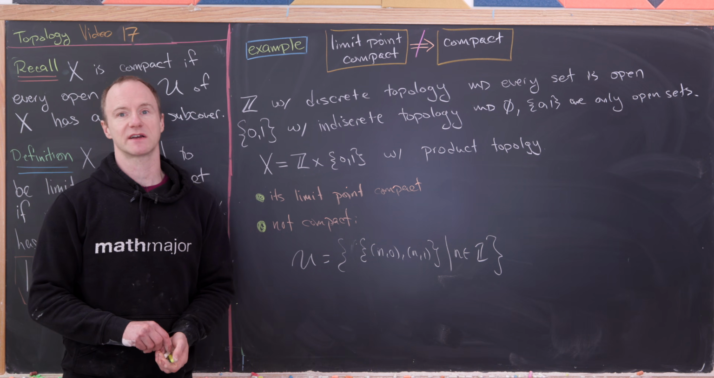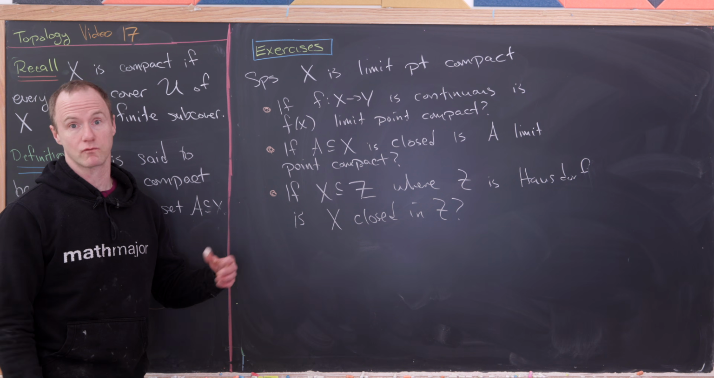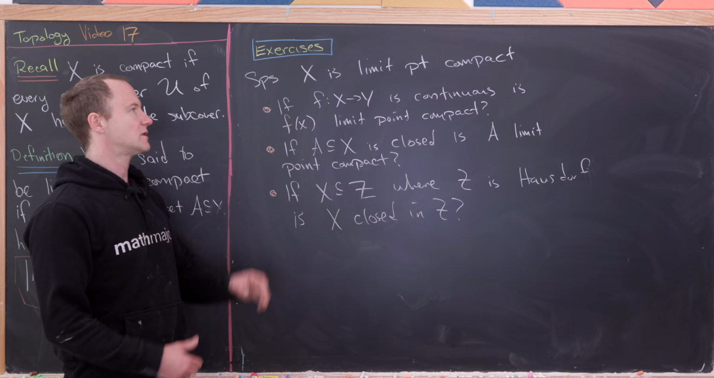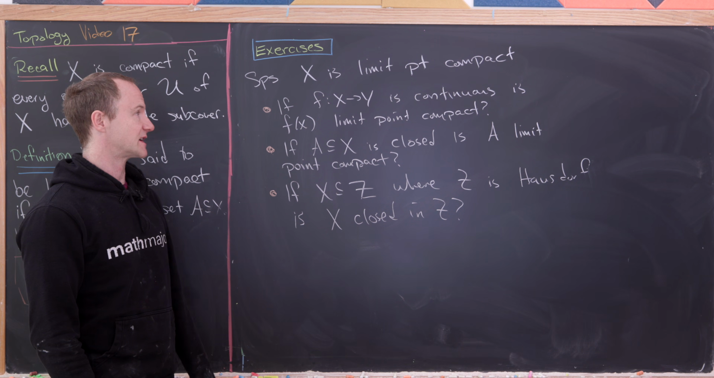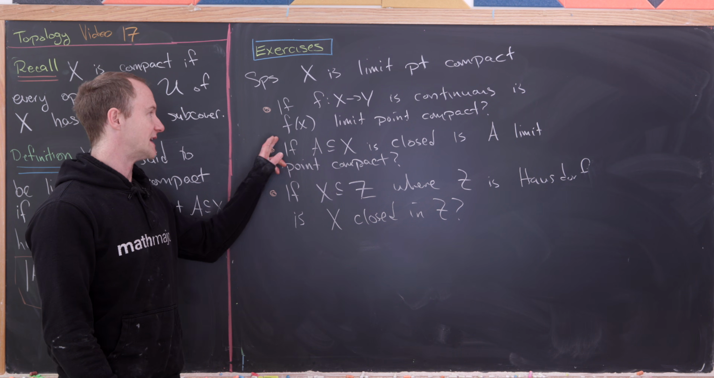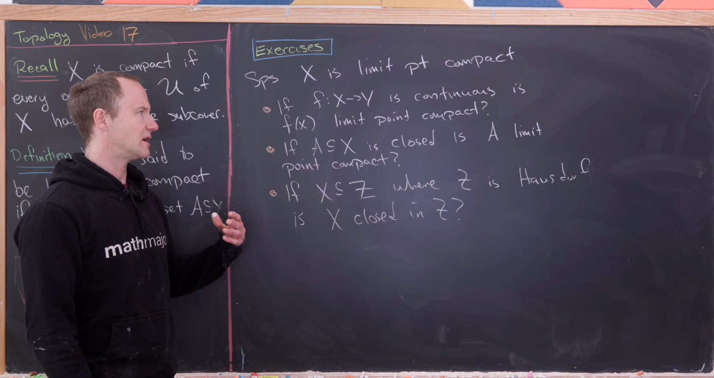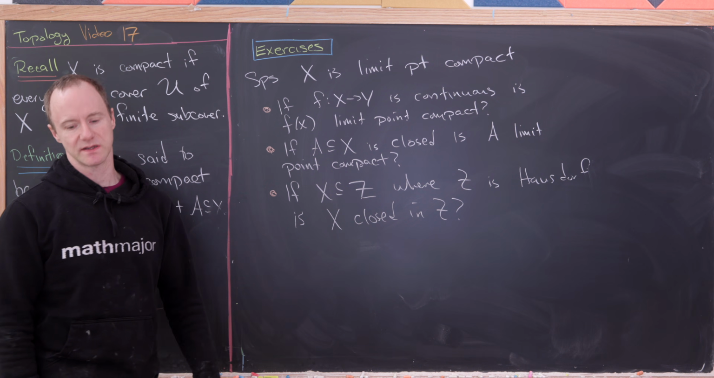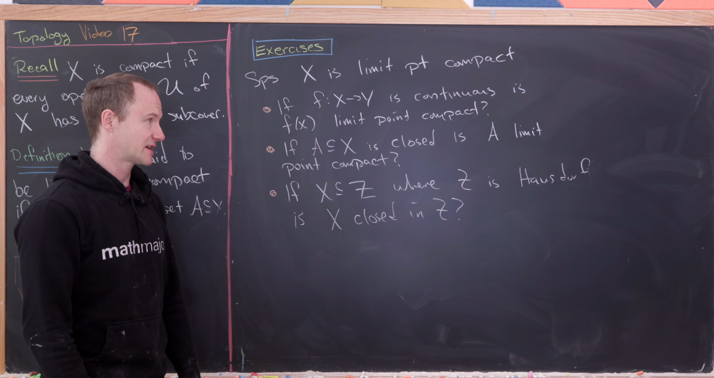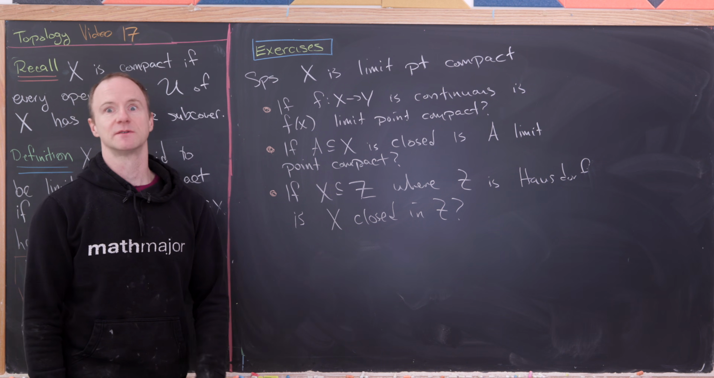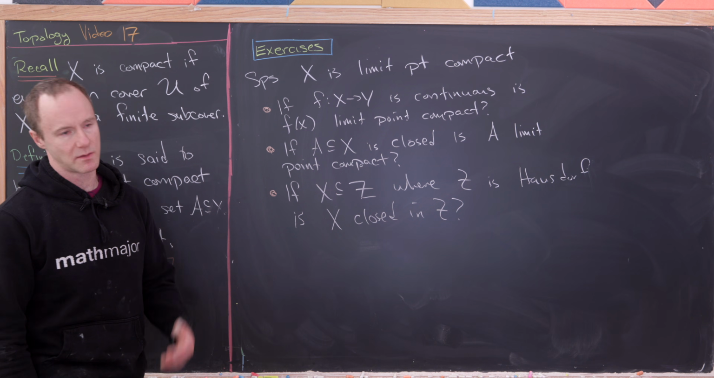Okay, now I'm going to leave you with some exercises. So here are some exercises that mimic some of the things that we proved about regular compactness. Let's suppose that X is limit point compact. First, if f is a continuous function from X to Y, is the image f(X) limit point compact? Recall that we proved that if we started with regular compact, then the image was compact. Next, if A is a closed subset of X, is A limit point compact? Recall again, we proved that closed subspaces of compact spaces were compact.